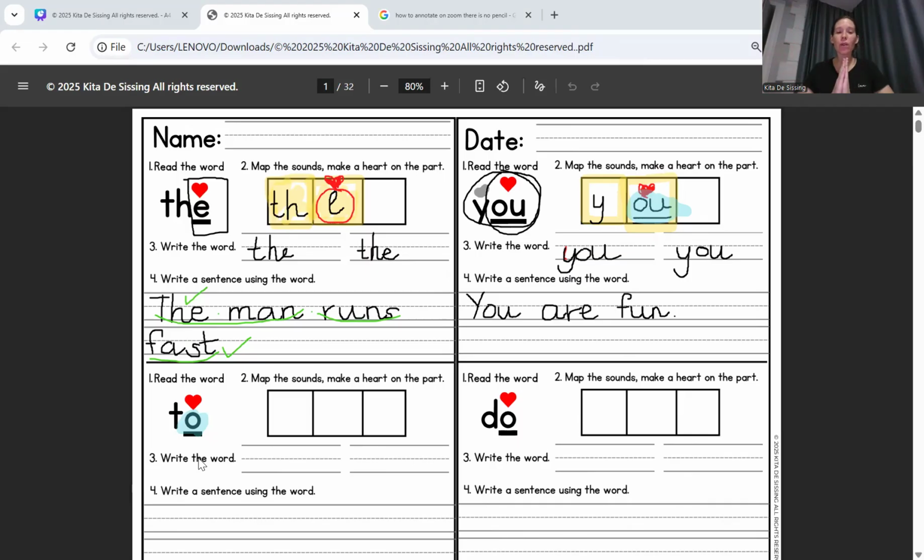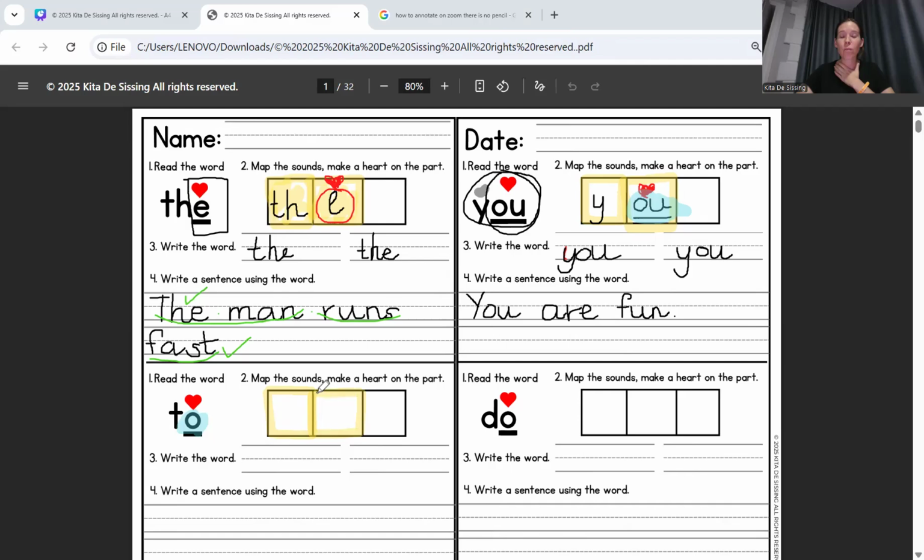So let's do a quick run through to. I'm going to the park. Let's count the sounds. T, oo. 2 sounds, t and oo.